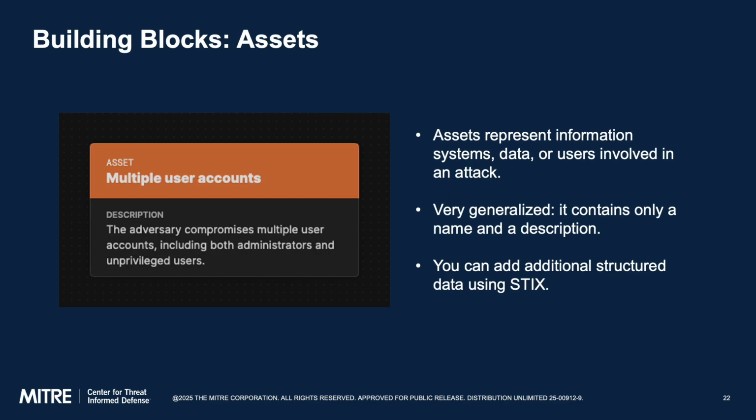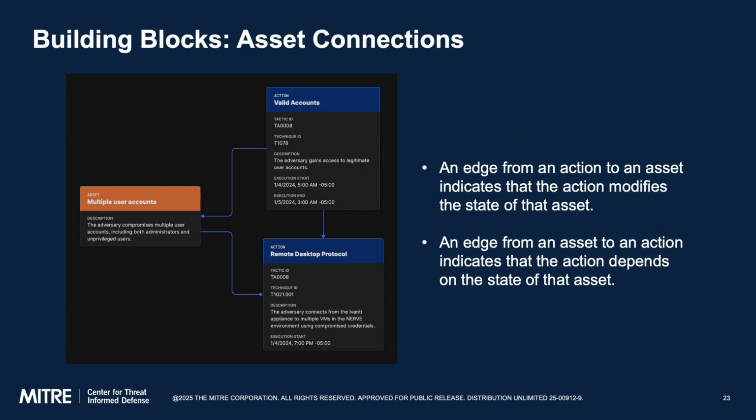The final building block of an attack flow is the asset block. Assets are very generalized. They just contain a name and description in order to be as flexible as possible. Assets represent information systems, data, or the users involved in an attack. Now, if you want to add structured data, such as a username or whether an account was privileged, you can do that using STIX objects, which we'll take a look at shortly. By convention, if an arrow points from an action to an asset, that means that the action modifies the state of that asset. Whereas if the arrow points from an asset to the action, that means that the action depends on the state of the asset.